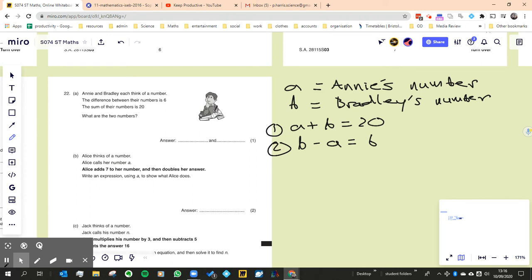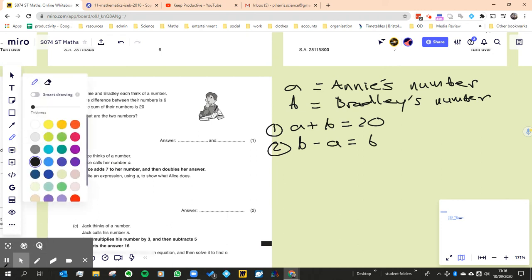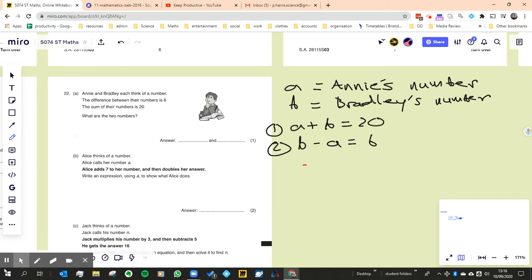So what about 13 and 7? 13 plus 7 is 20. 13 take away 7 is... Oh, that works. I think that does work, doesn't it? So that's one way of doing it. So I think that's right, but we could then check it.